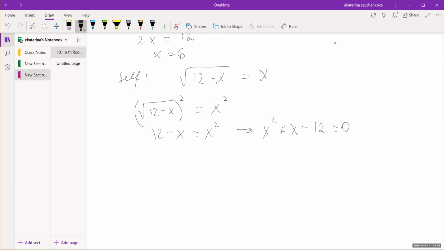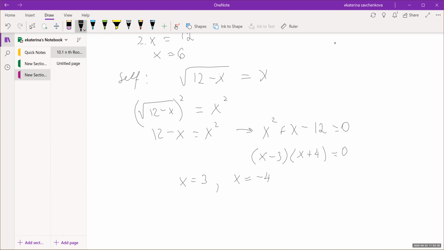So to solve this equation, I can probably factor it. Let's factor it. That's x. Well, we have 3 and 4 here, right? I think it's x minus 3 and x plus 4 equals 0. Let's check it. Minus 3 times 4 is minus 12, and 4x minus 3x is x. Okay, so solutions are x equals 3 and x equals negative 4.